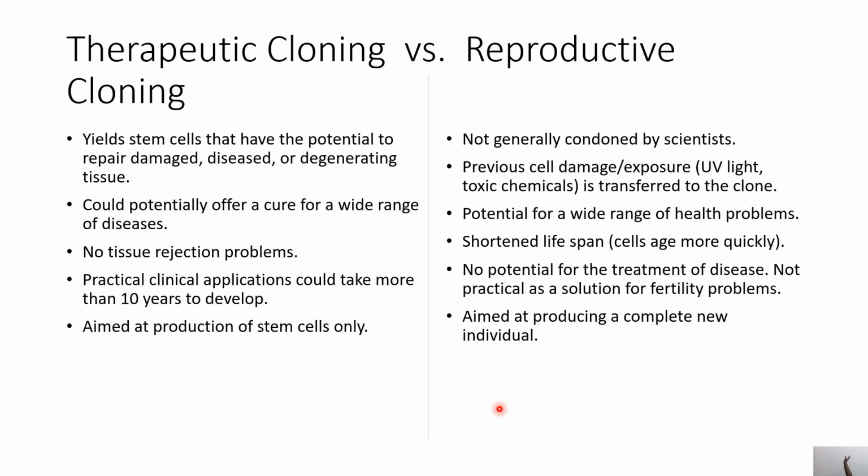Whereas reproductive cloning is not generally condoned by scientists. Previous cell damage, such as exposure to UV light, is transferred to the clone, with potential for a wide range of health problems. There is a chance of shortened lifespan, that is, the cells age more quickly. There is no potential for the treatment of disease, it is not practical as a solution for fertility problems, and it's aimed at producing a completely new individual.